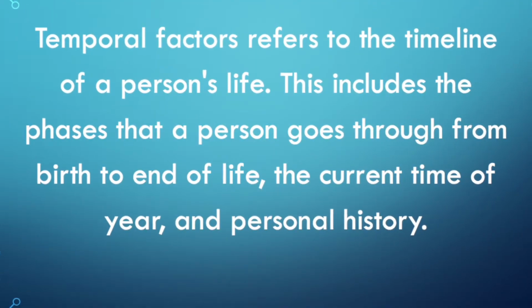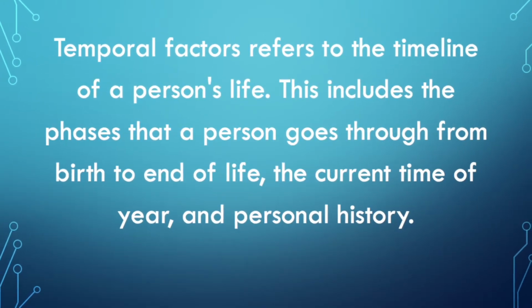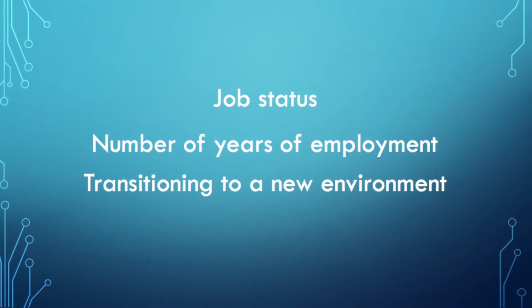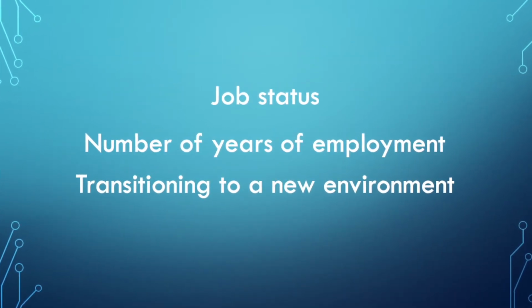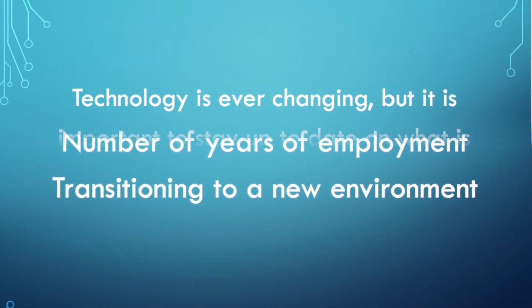This refers to the timeline of a person's life. This includes the phases that a person goes through from birth to the end of life, the current time of year, and personal history. Examples include job status, number of years of employment, and transitioning to a new environment.